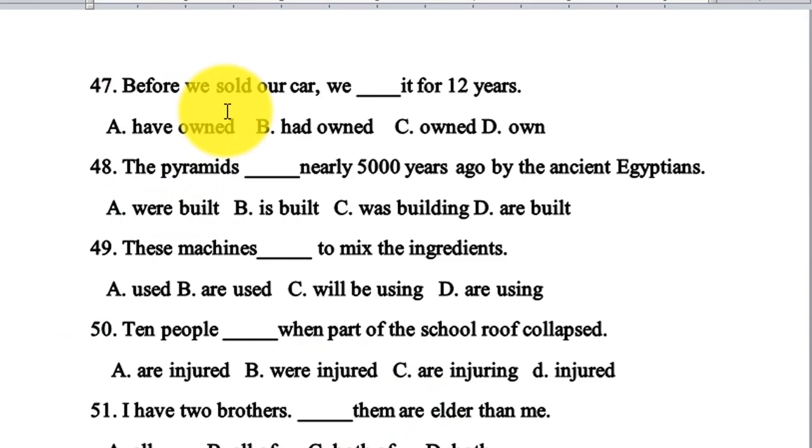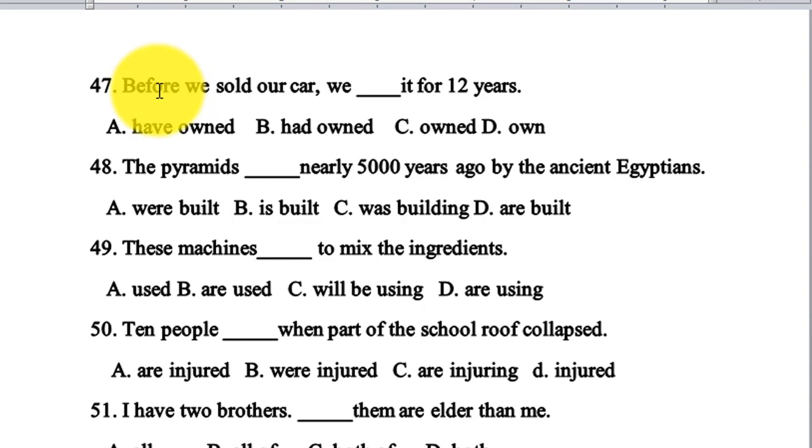Before we sold our car, we blank it for 12 years. Before we sold our car, we blank it for 12 years. The same question, please. So there is a conjunction here. If I say the car was with me for 12 years before I sold it, it means had owned, the past perfect. First, "before" is a past perfect tense marker.